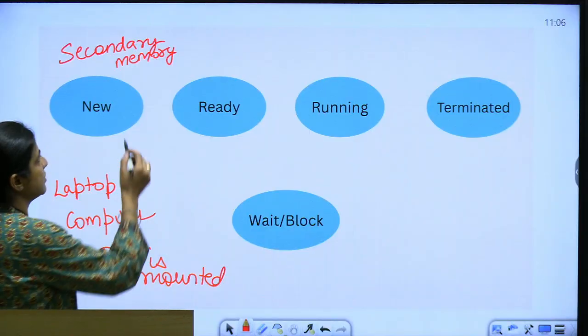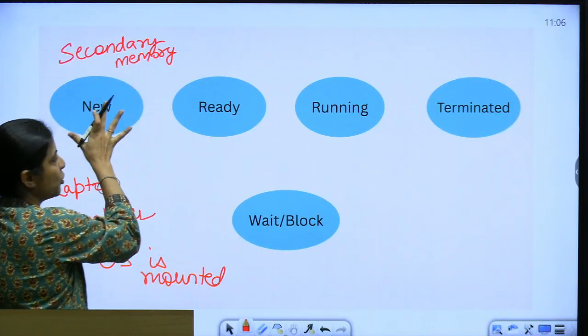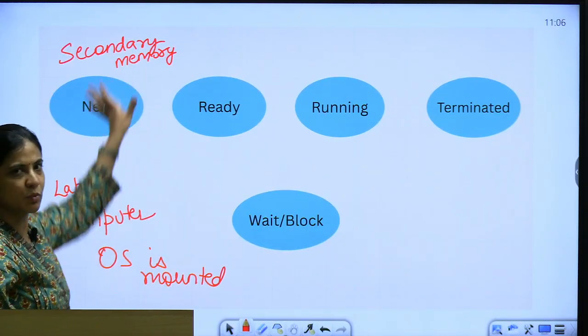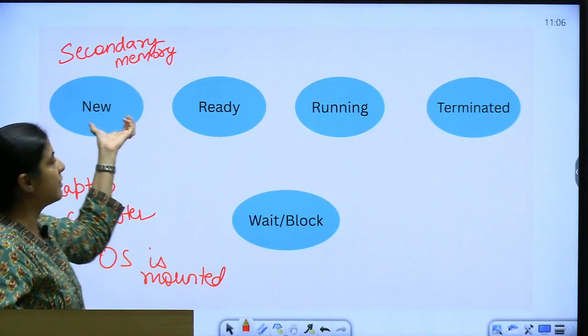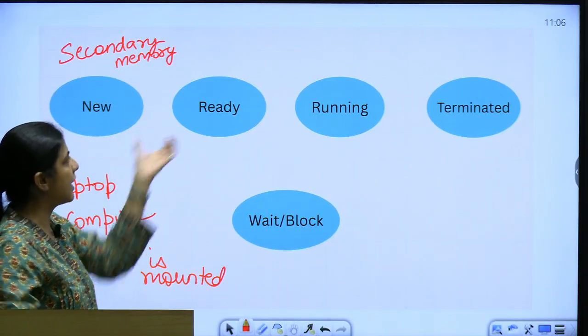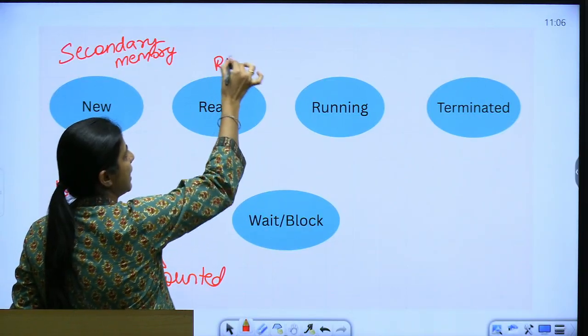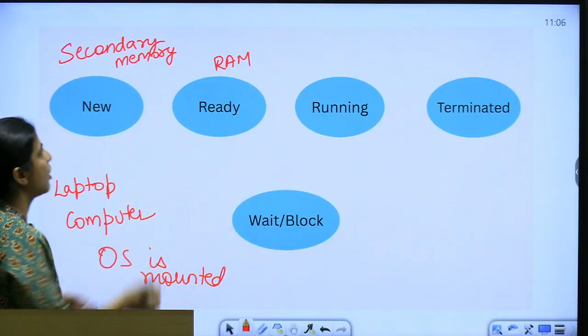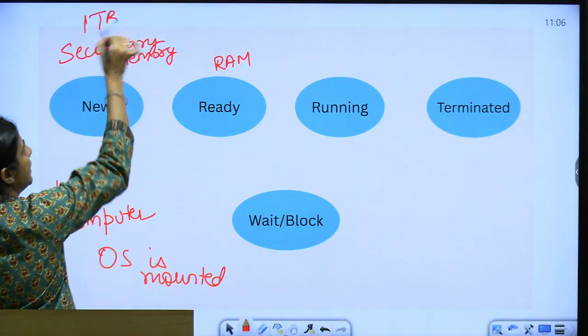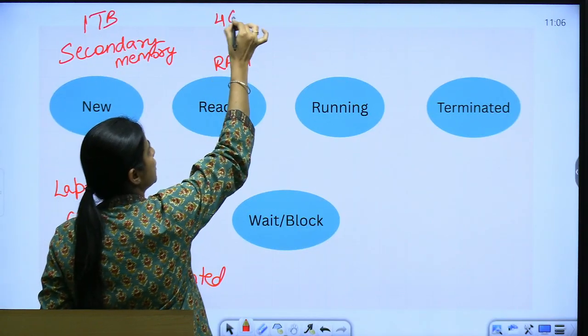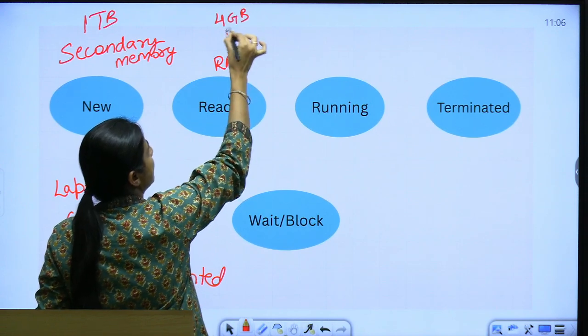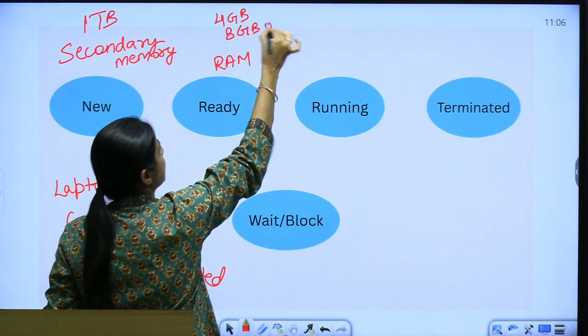As soon as we load all the programs, there will be multiple processes in the new state. But the secondary memory is much bigger, while the RAM size is limited. For example, secondary memory can be 1 TB, but what about RAM? It is, for example, 4 GB, 8 GB, or 16 GB.